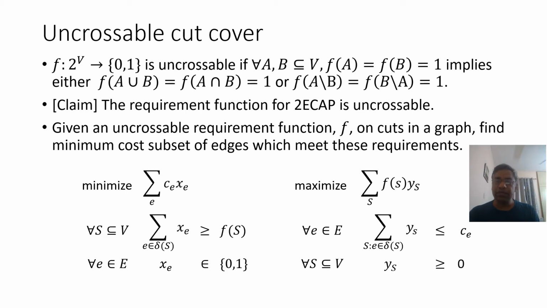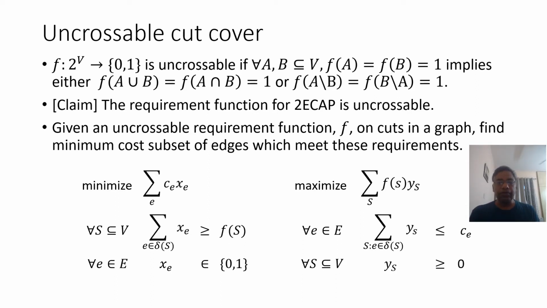These functions have come up many times in network design in the past, and a lot of network design problems have requirement functions which are uncrossable. And it's no surprise that for this problem too, the requirement function that we defined on the previous slide, where the requirement is 1 for a set if and only if there is one red edge across that set, is also an uncrossable function.